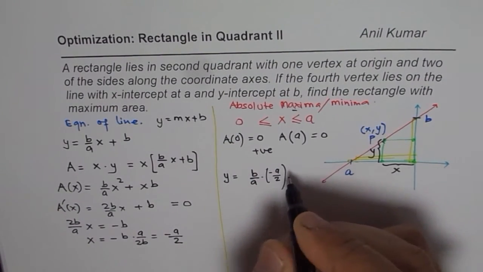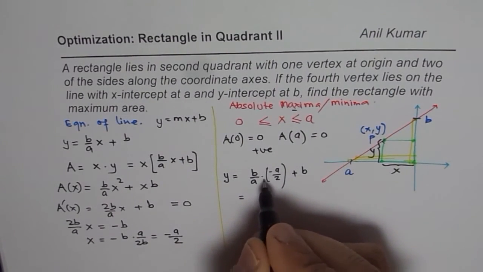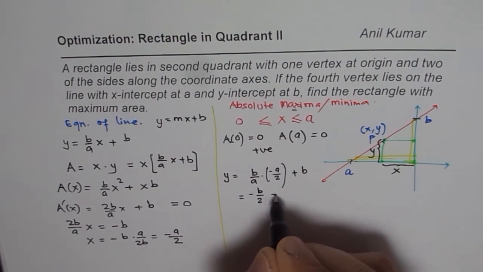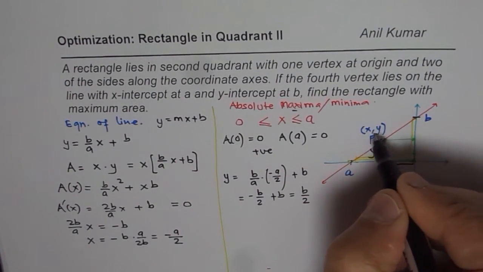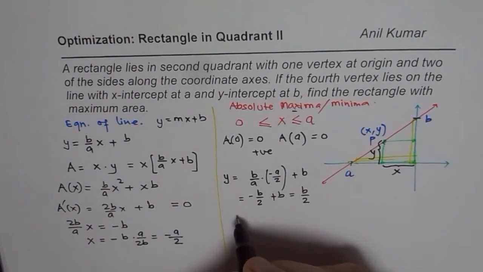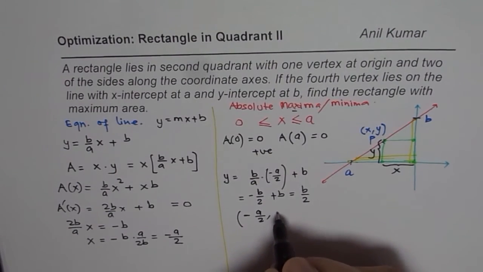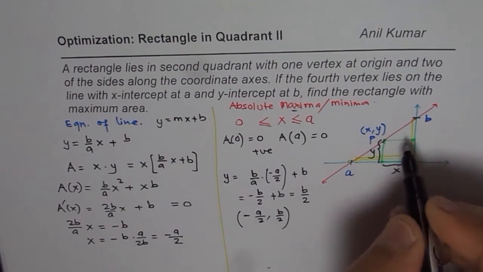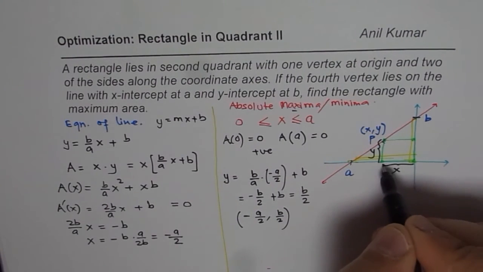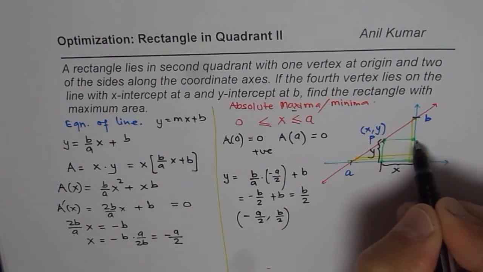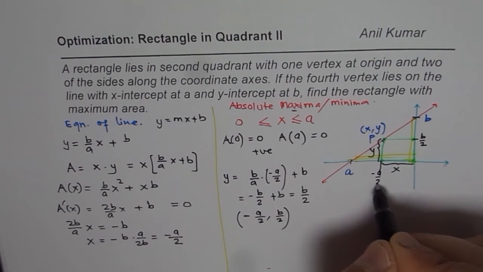So let's write down y is equal to b over a times minus a over 2. Let's get the coordinate points first, then we'll take care of the negative sign also. So a and a cancel. So we get b over 2 with a negative sign plus b, and that gives me b over 2. So the coordinate points for x and y are minus a over 2 and b over 2. Do you see that?